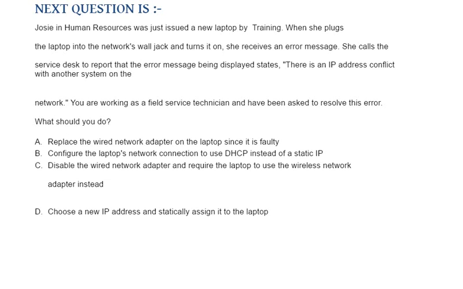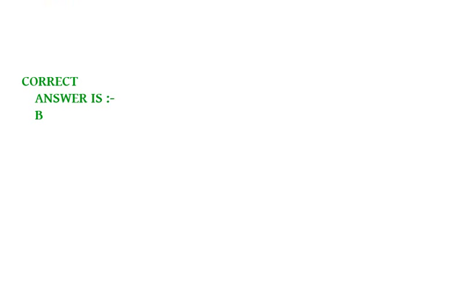What should you do? Option A, replace the wired network adapter on the laptop since it is faulty. Option B, configure the laptop's network connection to use DHCP instead of a static IP. Option C, disable the wired network adapter and require the laptop to use the wireless network adapter instead. Option D, choose the new IP address and statically assign it to the laptop. Correct answer is option B.